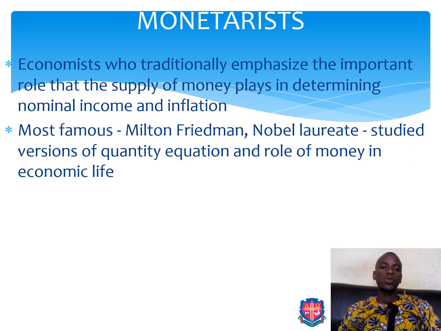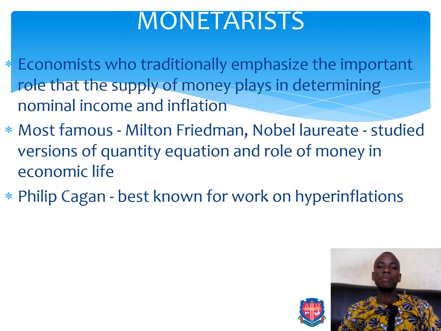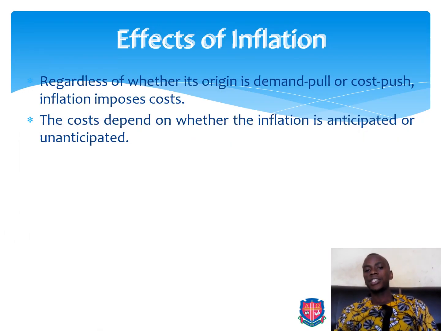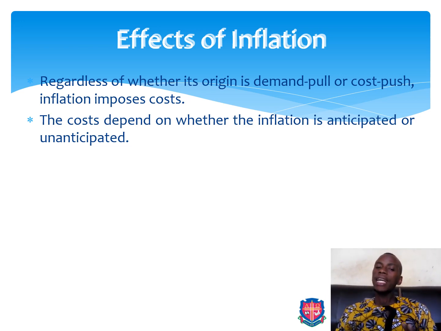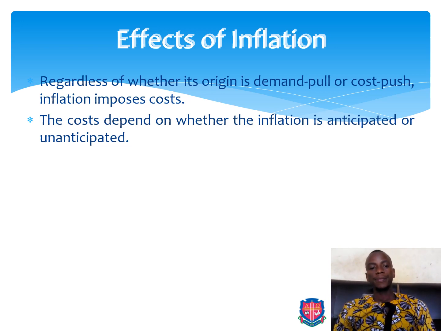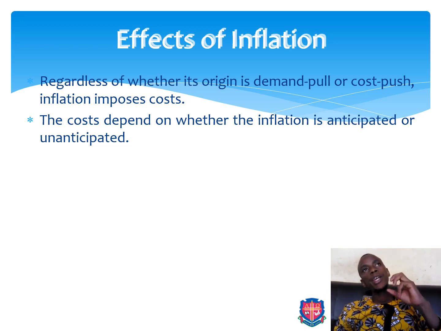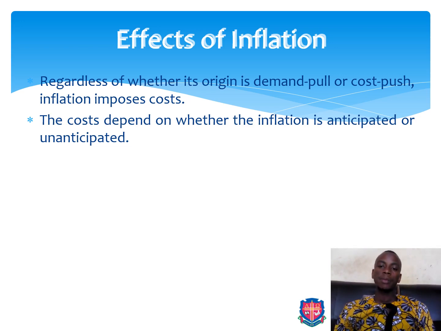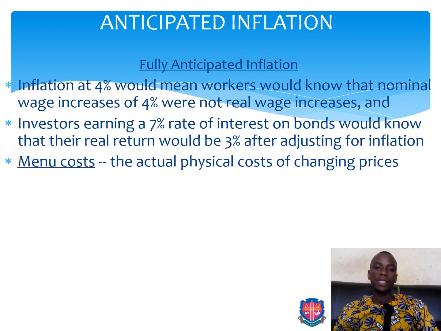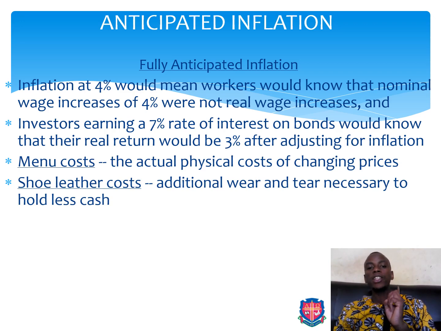So you can read about what the monetarists are saying, Friedman, Nobel. So let's now go into the effects of inflation. Regardless of whether its origin is demand pull or cost push, inflation imposes some costs. And these costs depend on whether it's predictable or unpredictable, anticipated or unanticipated. Here let's talk about fully anticipated inflation. When the inflation is fully anticipated, people will be able to know what is going to happen.